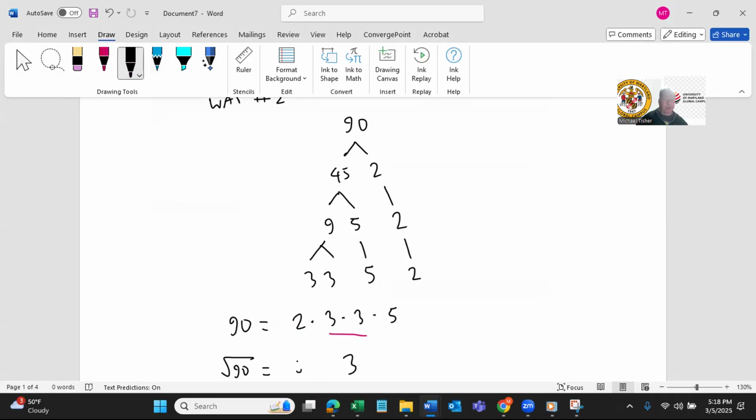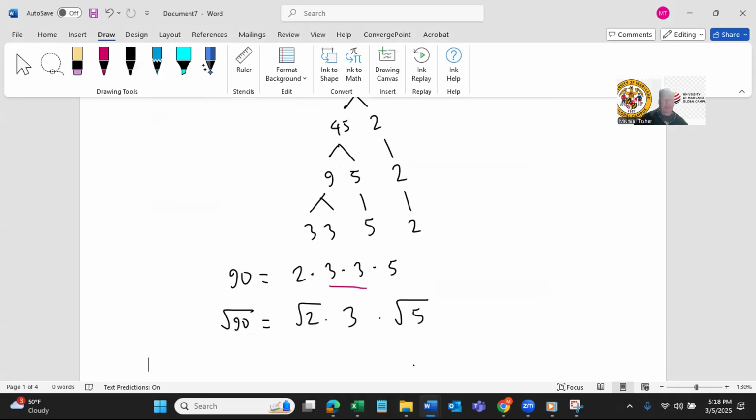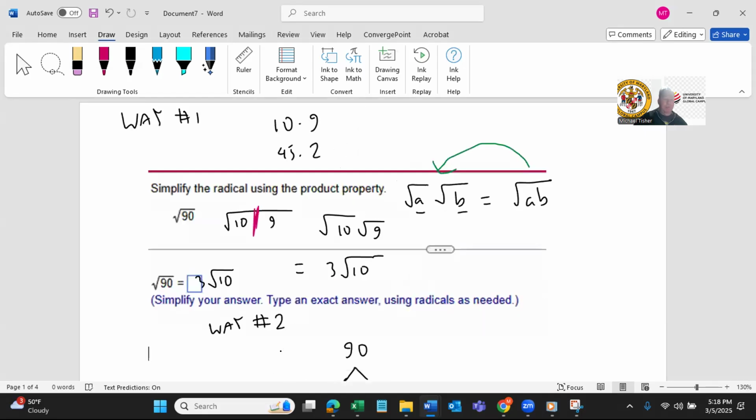So we have square root of 2. And then 5, same thing. There's just one 5. So just put that under the radical. So square root of 5. And now we can apply the product property in this case. So we have 3 and then square root of 2 times square root of 5. So we can do 2 times 5, which is 10, and put them under the radical. And that's another way to get the correct answer, 3 square root of 10.